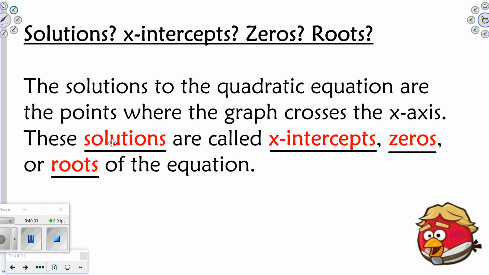I'll be honest, for most of the time, I use the word zeros. So anytime you hear me say, what are the zeros? I'm asking you, what are the answers? If I set that equal to 0 and solve it, what do you get? The zeros. What are the answers? Okay?